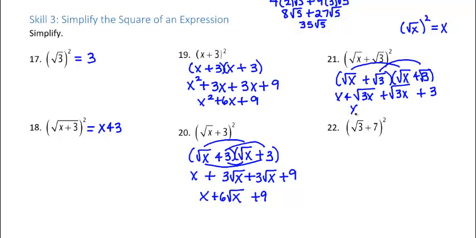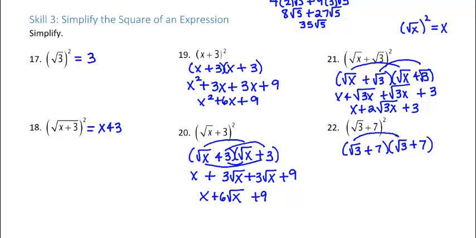So we have x plus 2 times the square root of 3x plus 3. Keep in mind that the square root of 3x plus the square root of 3x are like radicals, so we just add their coefficients. Square root of 3 plus 7 squared is square root of 3 plus 7 times square root of 3 plus 7.